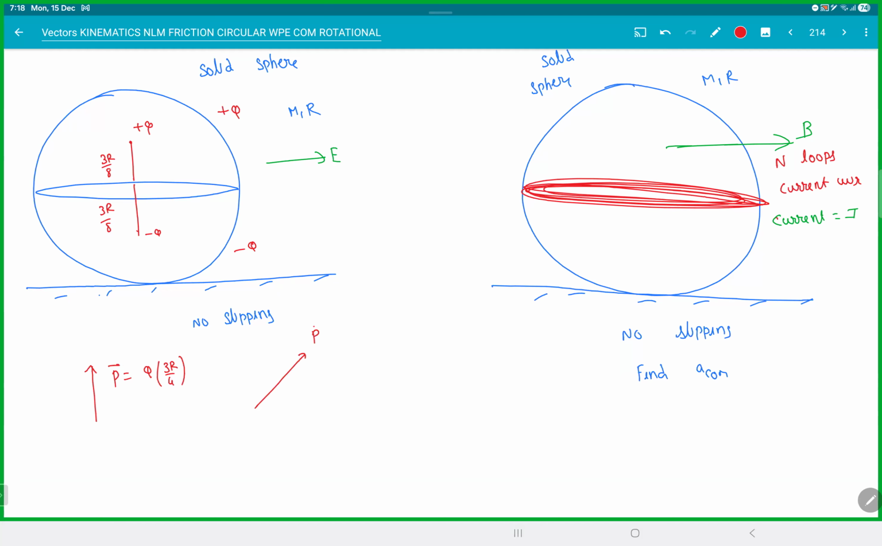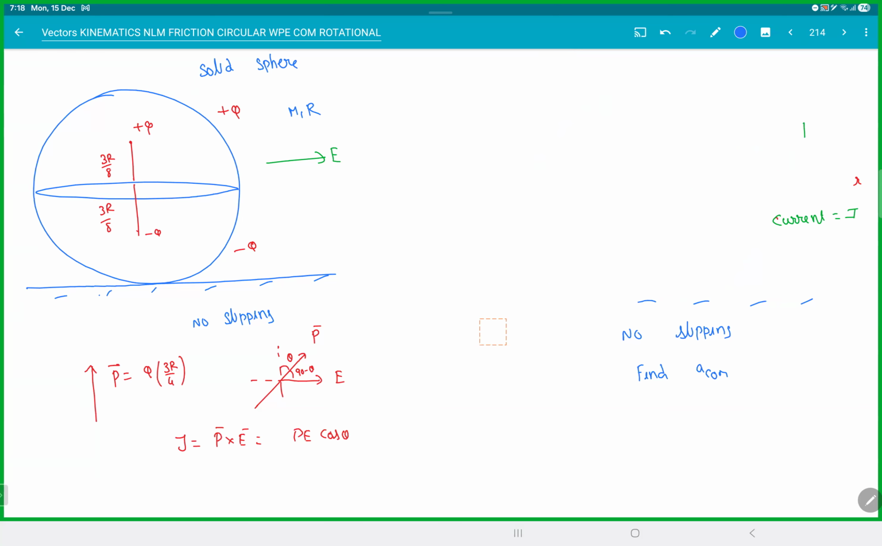So let's say after it rotates, this is the scenario there. This is theta, right? I will take the vertical as theta, and this will be 90 minus theta. So we will get torque is equal to P cross E. In this scenario, it is PE sine of 90 minus theta, which is PE cos theta. And remember, torque due to a couple is independent of axis of rotation. I'm drawing this scenario after theta actually.